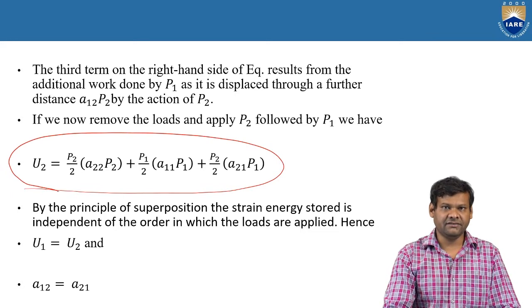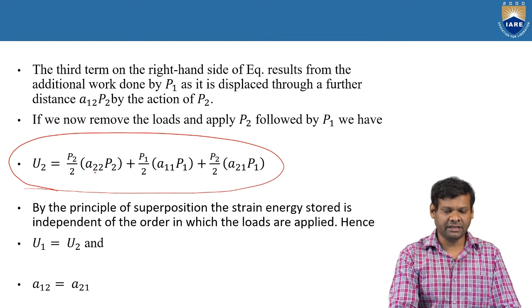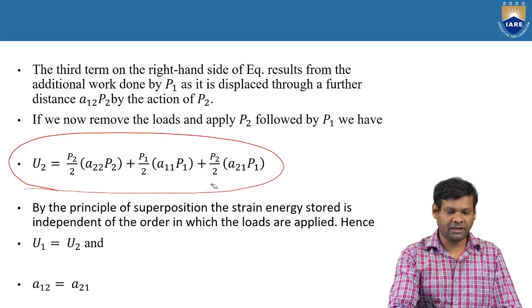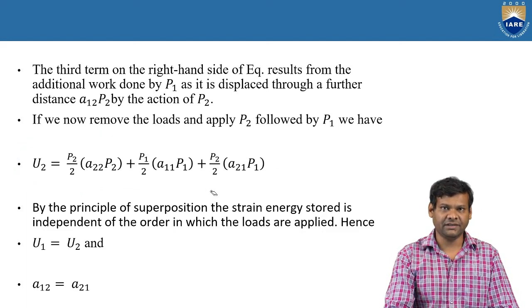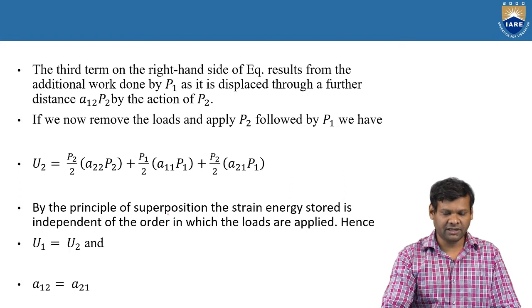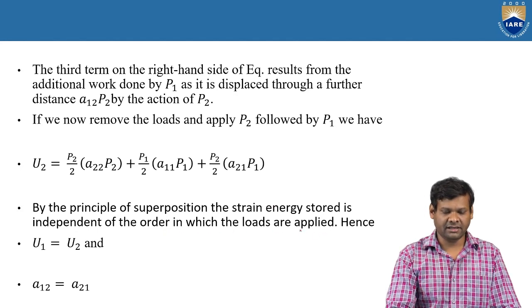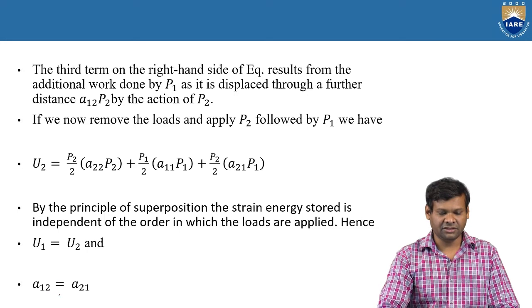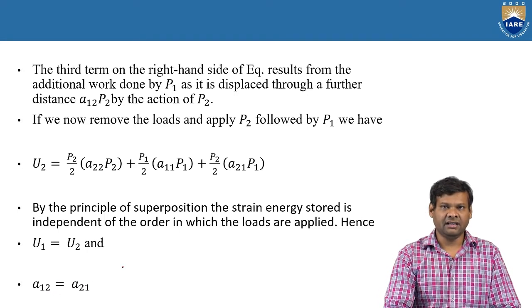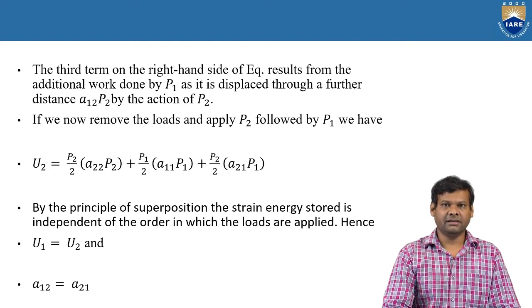Now what we are doing is expressing the strain energy at a point. The strain energy U2 can be written as P2 by 2 times A22 P2 plus P1 by 2 A11 P1 plus P2 by 2 A21 P1. By the principle of superposition, which we discussed in the previous class, the strain energy stored is independent of the order in which the loads are applied. Hence, U1 is equal to U2 and A12 is equal to A21. What it says is that the strain energy doesn't follow the order of loading. It only follows the principle of conservation.